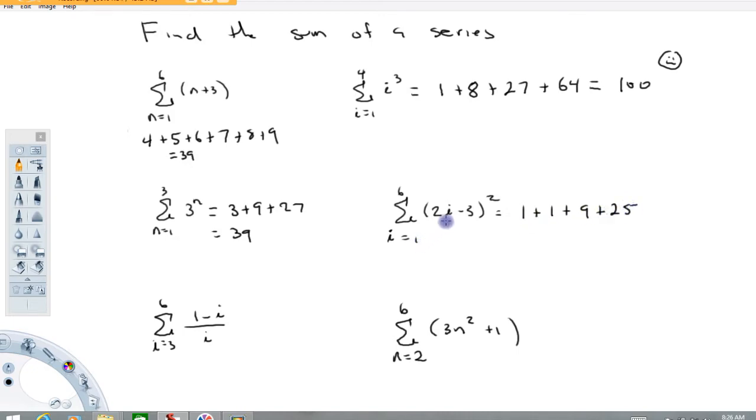All right, now we're going to put a 5 in. 10 minus 3 is 7. Squared is 49. Now we're going to put a 6 in. 12 minus 3, 9, squared is 81. And now I'm just going to go through and add these all up. 166 is what I get out of that.